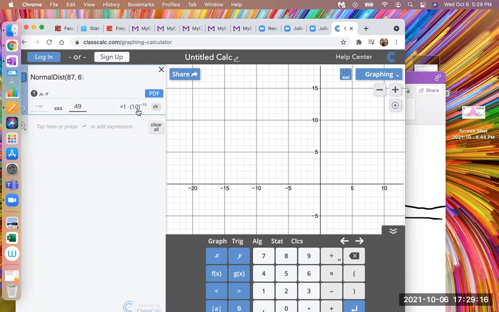And there's my answer. It tells me it's 1 times 10 to the negative 10th power. So that means it's 1, but then I have to move the decimal place 10 times to the left. So it's point, with 9 zeros, and then a 1. So if we're rounding that to 2 decimal places or 3, 4 or 5 decimal places, it's going to be 0. So our first answer here is 0.